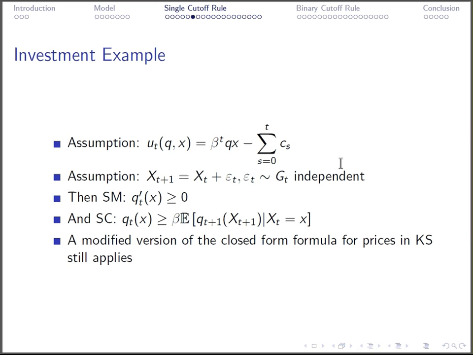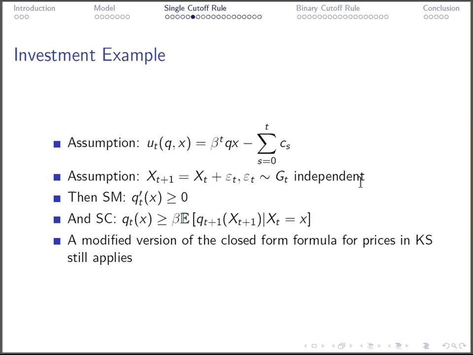The first two lines repeat the assumptions, and then the Spence-Mirrlees condition is the same, but the single crossing condition becomes very easy to explain. Basically, it says the investment today must be larger than the expected discounted investment of tomorrow. And a modified version of the closed form formula still applies, but I didn't write it here because it's very long.